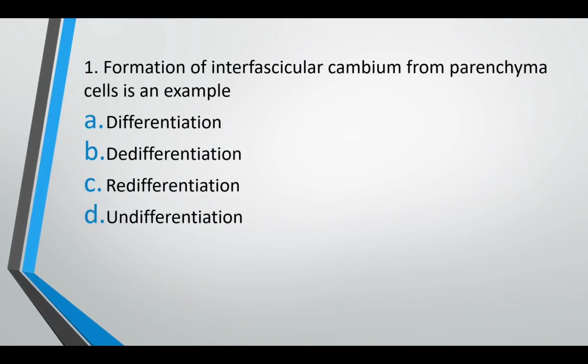Formation of interfascicular cambium from parenchymal cells is an example of option A, differentiation, B, dedifferentiation, C, redifferentiation, or D, undifferentiation. Formation of interfascicular cambium from parenchymal cells is an example of. The correct answer is option B, that is dedifferentiation.